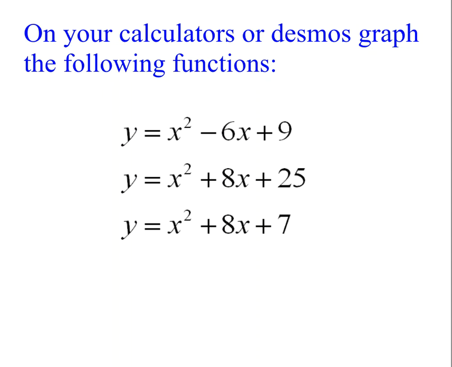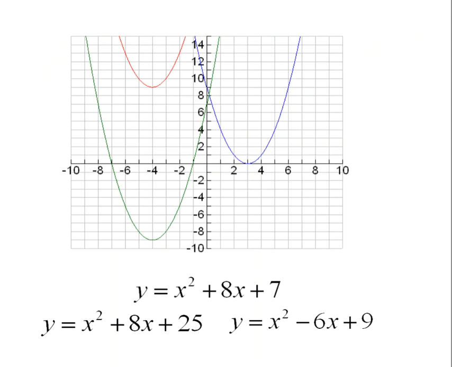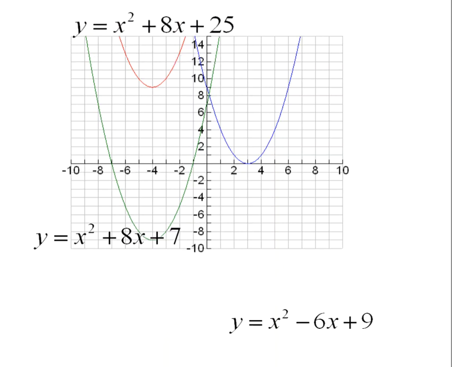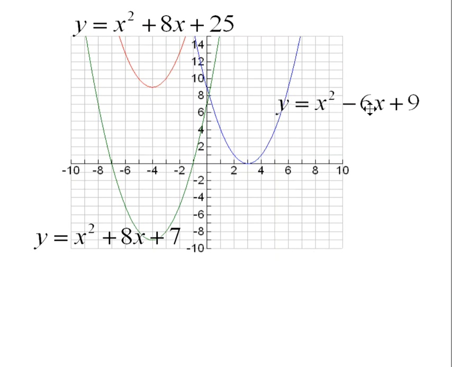Once you have them graphed, they will look like those three graphs. So we've got x squared plus 8x plus 7. That is going to match up with this green graph. We've got x squared plus 8x plus 25. That's my red parabola up here. You can't even see it cross the y-axis, but it will cross up at positive 25. And then x squared minus 6x plus 9, that's this blue parabola.